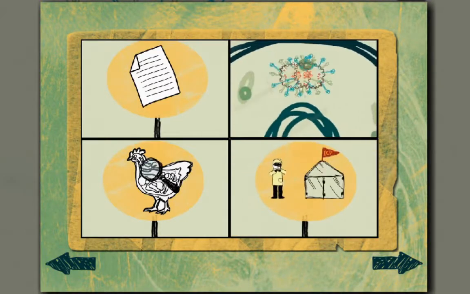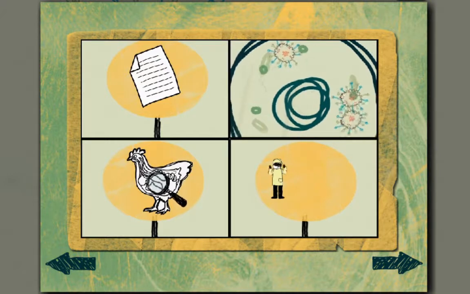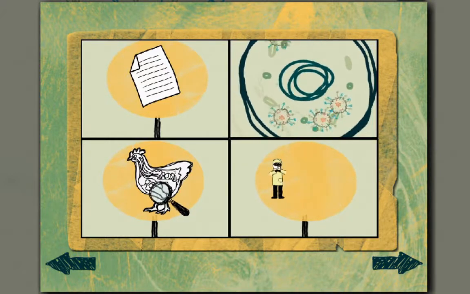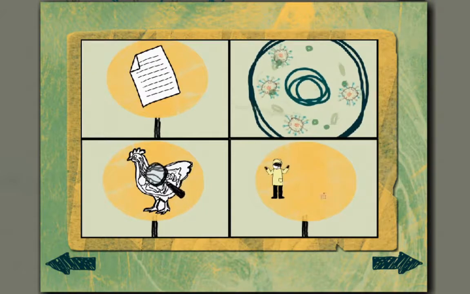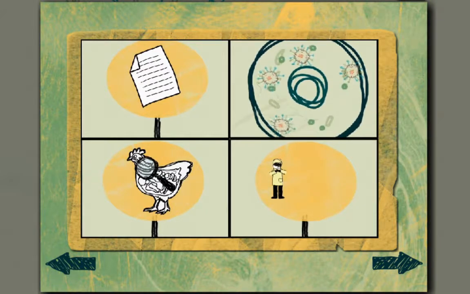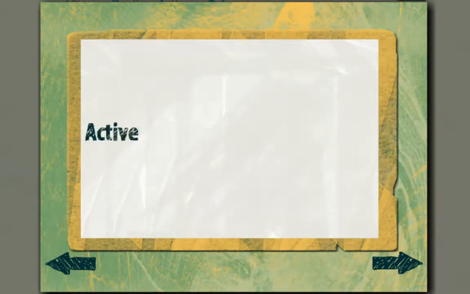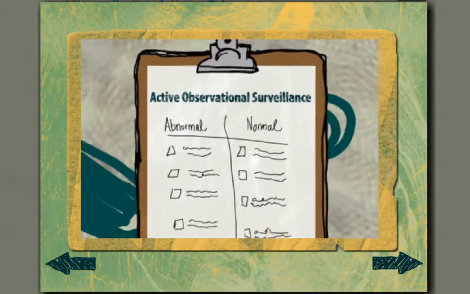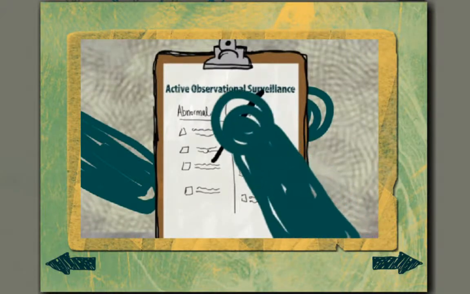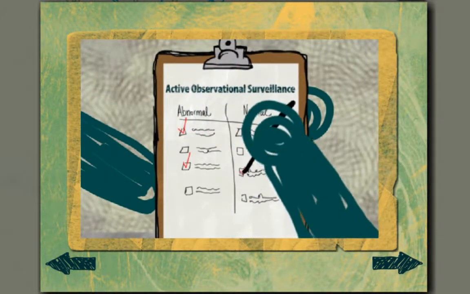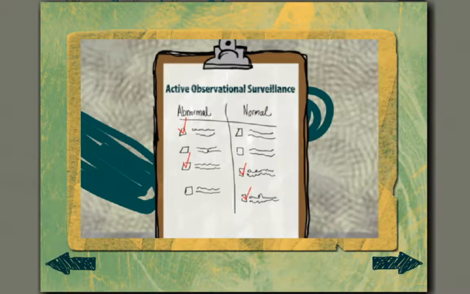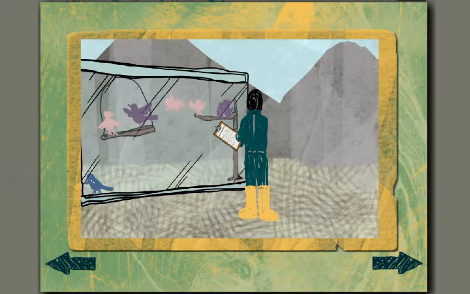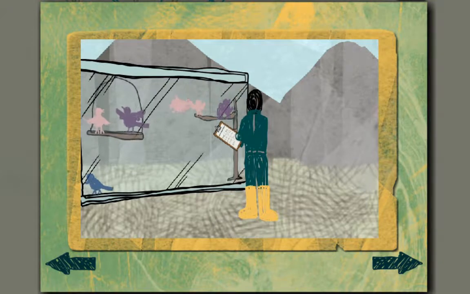The previous modules introduced basic information about influenza viruses and concepts that are used in the surveillance of disease outbreaks. This final module will introduce a new method of surveillance known as active observational surveillance, or AOS. AOS relies on detailed, consistent observation and record-keeping of both abnormal and normal animal conditions to detect and identify possible cases of disease. The data collected in this process can trigger further investigation, reporting, and rapid management.